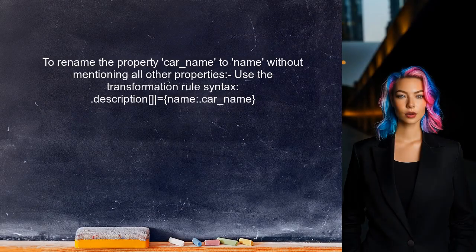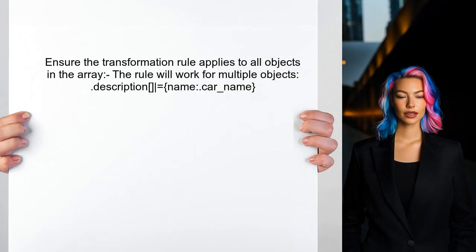To rename the property car name to name without mentioning all other properties, the user can utilize a specific syntax in their transformation rule. This allows for selective renaming while keeping the rest of the properties intact. Next, the user should ensure that the transformation rule is applied correctly to all objects within the array. This means that if there are multiple objects, the rule will still function as intended.